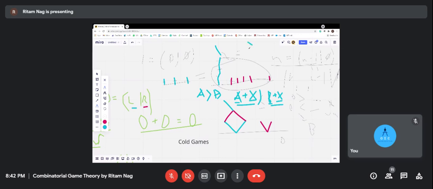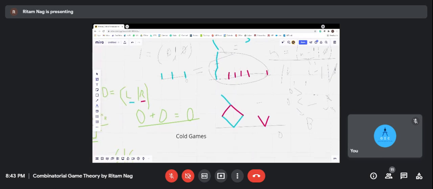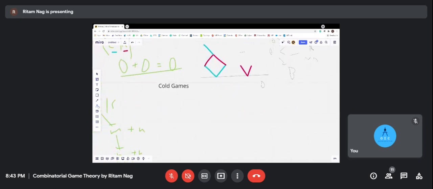So this idea of being strictly greater gives us all these things. The reason I defined this relation is because I want to talk about a particular class of games called cold games, which I already told you about. There's an easy way to define cold games now. A cold game is a game where L is less than R, like every position in L is strictly less than every position in R. This is the definition of a cold game.